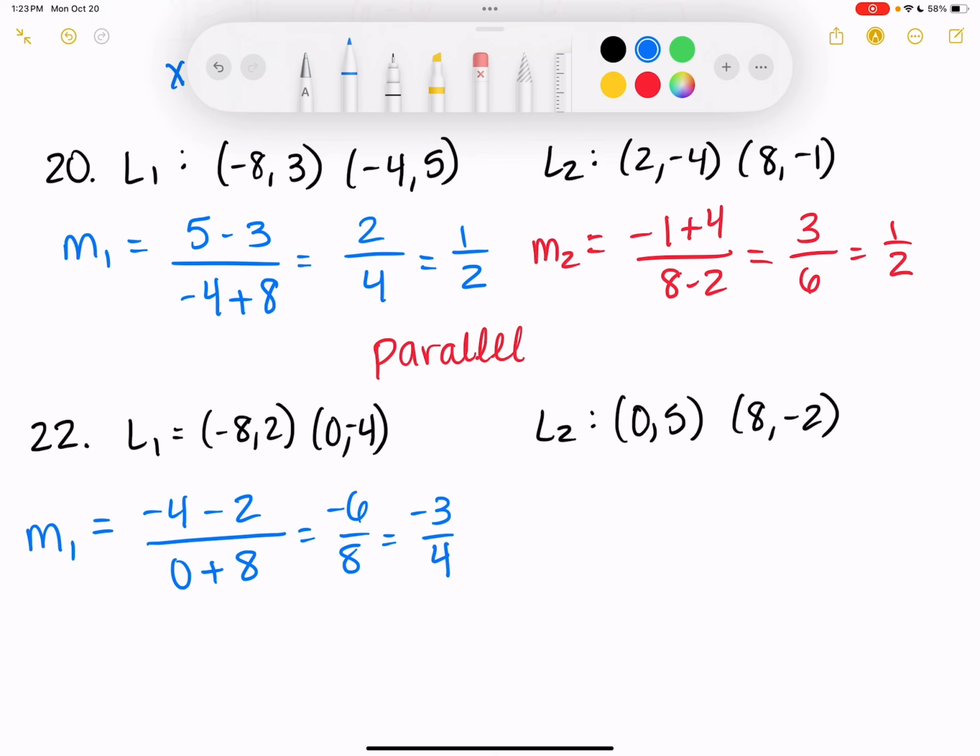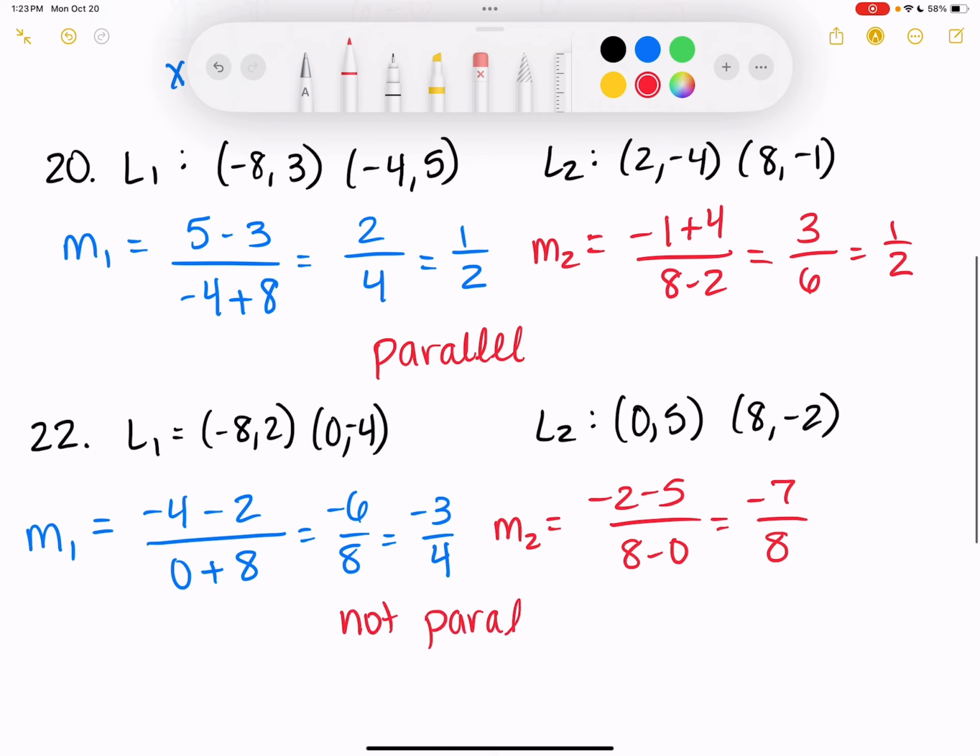Line 2, somebody different set this one up for me. -2 minus 5 over 8 minus 0. Yep. So on top, negative 2 minus 5 is negative 7 over 8. I can't reduce that anymore, so are these lines parallel? No, not parallel. Whoa, too many L's.